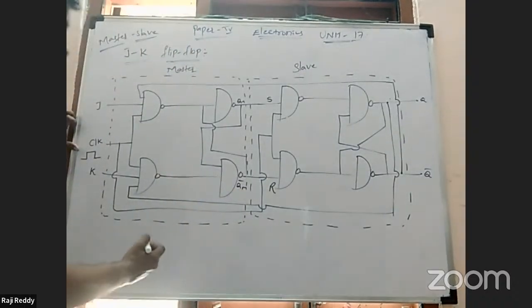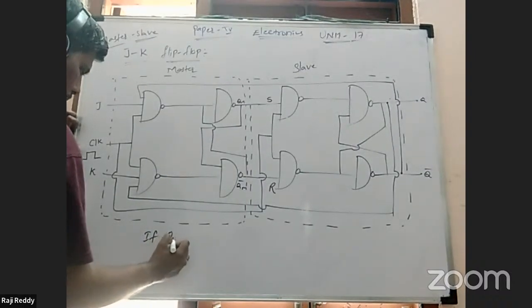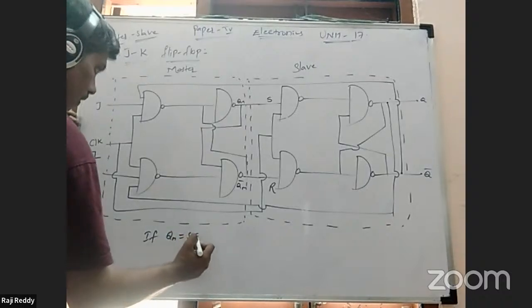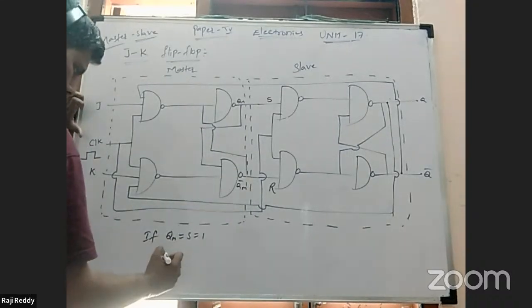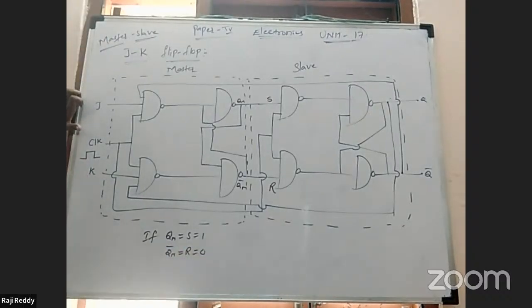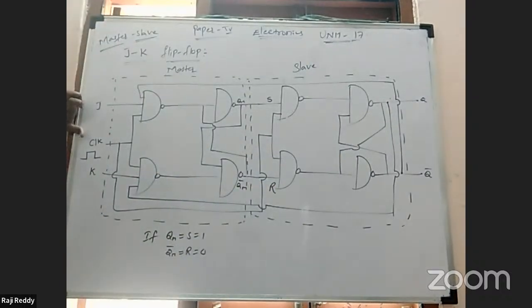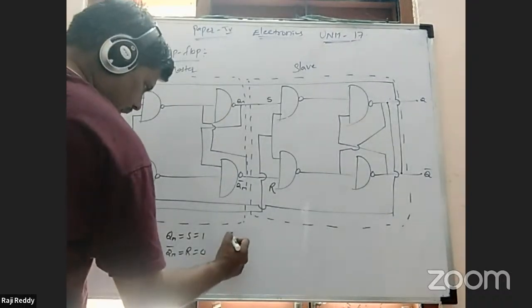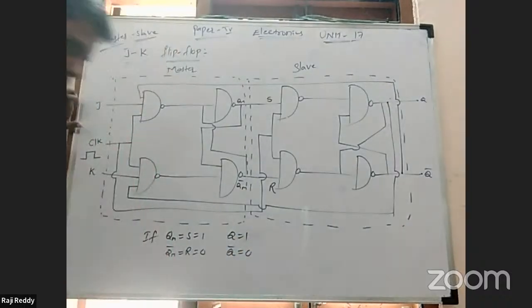I'll write it here. Is it okay? If QM is equal to S is equal to 1, and QM bar is equal to R is equal to 0, in that condition you can observe the Q and Q dash values. What will we get here? The Q value will be 1 and the Q bar value will be 0.